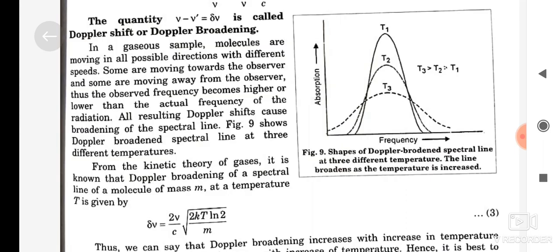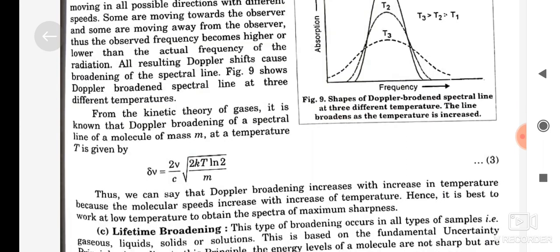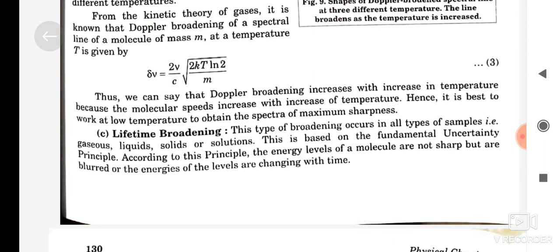From the kinetic theory of gases, it is known that the Doppler broadening of a spectral line of a molecule of mass m at a temperature T is given by del nu equal to 2 nu upon c under root 2 kT ln 2 upon m. Thus, we can say that Doppler broadening increases with an increase in temperature because the molecular speed increases with temperature. Hence, it is best to work at low temperature to obtain spectra of maximum sharpness.